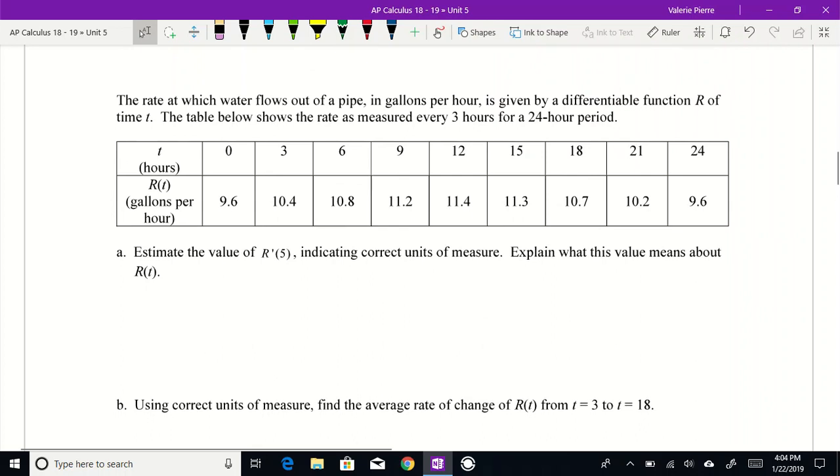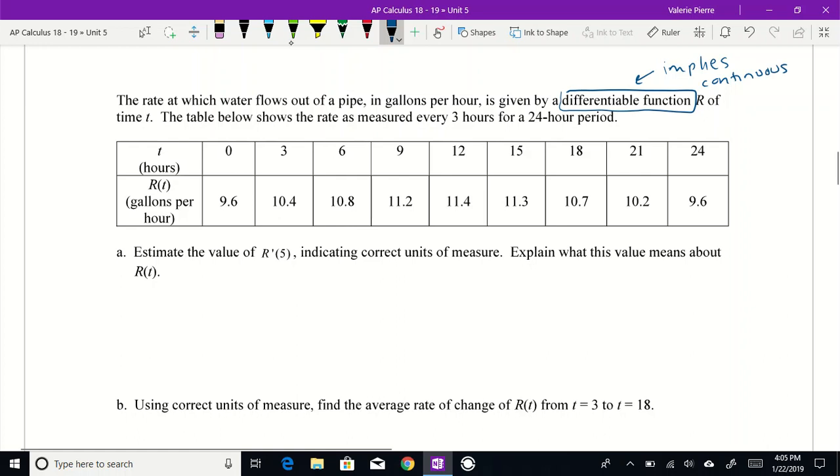So the first problem we're going to look at says the rate at which water flows out of a pipe in gallons per hour is given by a differentiable function r of time t. The table below shows the rate as measured every 3 hours for a 24-hour period. So what we know is that we have a differentiable function. And if we have a differentiable function, then this implies continuity. So it implies that the function is also continuous.